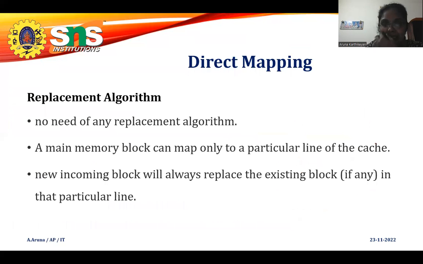Also, here we do not need any replacement algorithm, because whatever data is present in the main memory is directly mapped into the cache memory. A main memory block can map only to a particular line of the cache. A new incoming block will always replace the existing block in that particular line, because it is decided by the formula. This is what happens in direct mapping.